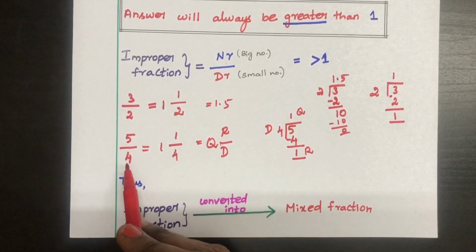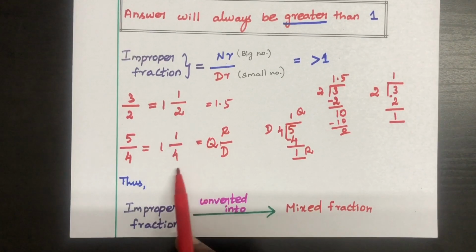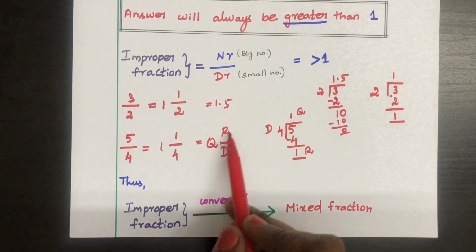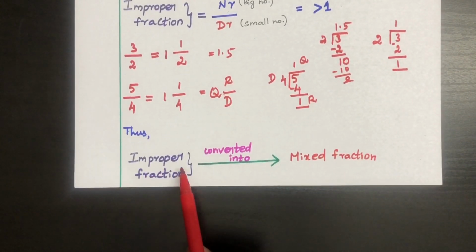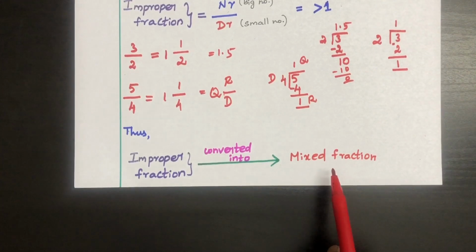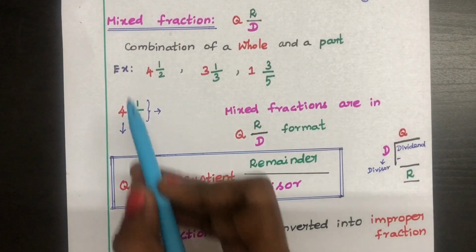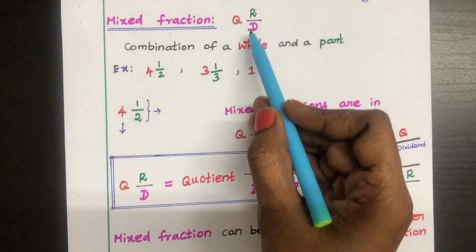If you write an improper fraction in this form, it is called a mixed fraction. This is in the form Q R by D: quotient, remainder divided by divisor. Thus, an improper fraction can be converted into a mixed fraction easily. Now we will see mixed fractions in detail. A mixed fraction is in the form Q R by D.